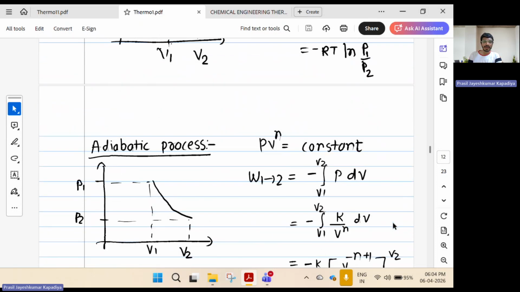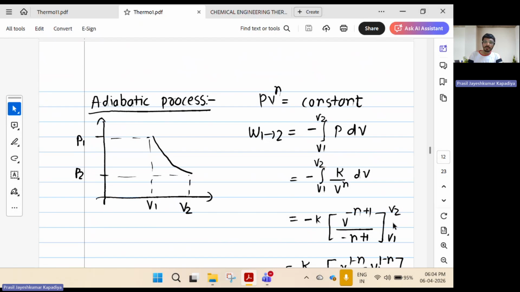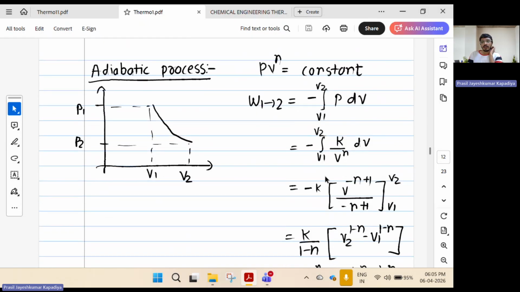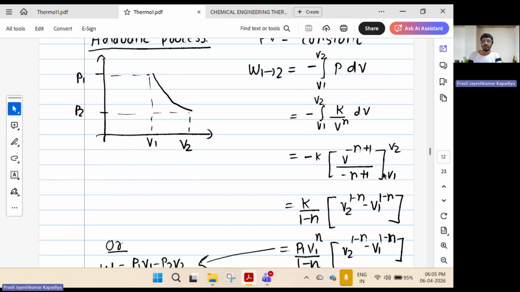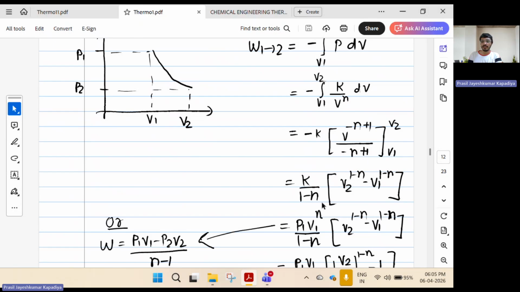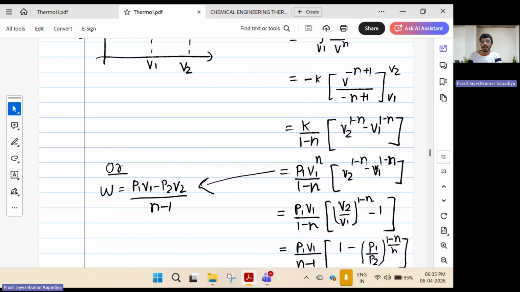Now, similarly, in case of adiabatic process, let's say it is going from P1 V1 to P2 V2. For adiabatic process, we know that P into V raised to N remains constant. So I can replace P with some constant K divided by V raised to N, dV. So constant comes out, and integration of 1 upon V raised to N is V raised to minus N plus 1 divided by minus N plus 1, from V1 to V2. So it will be K upon 1 minus N, V2 raised to 1 minus N minus V1 raised to 1 minus N. Okay. So I can replace K as P1 V1 raised to N.